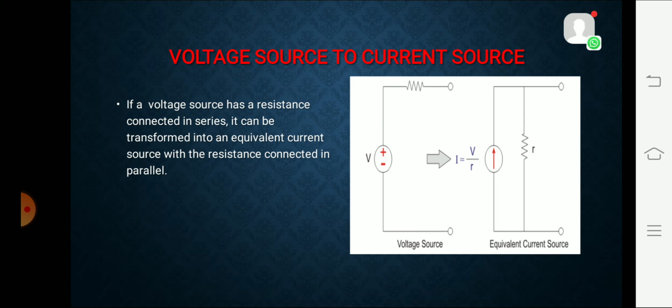To convert the voltage source into a current source, first we find the current value by using Ohm's law. Ohm's law: V is equal to IR, so I is equal to V by R. If a voltage source has a resistance connected in series, it can be transformed into an equivalent current source with a resistance connected in parallel.